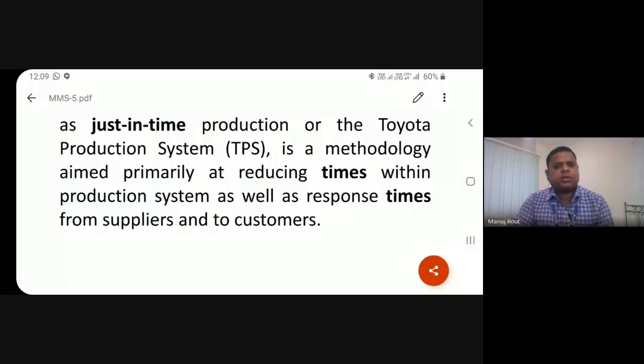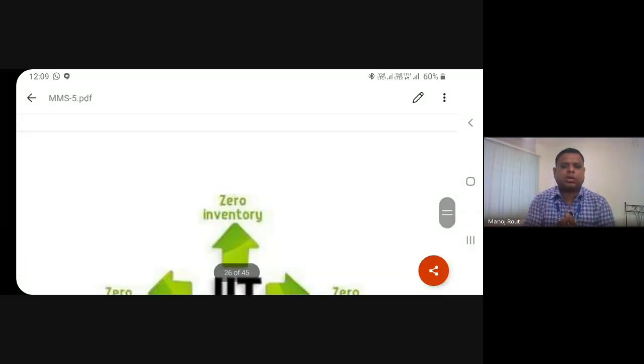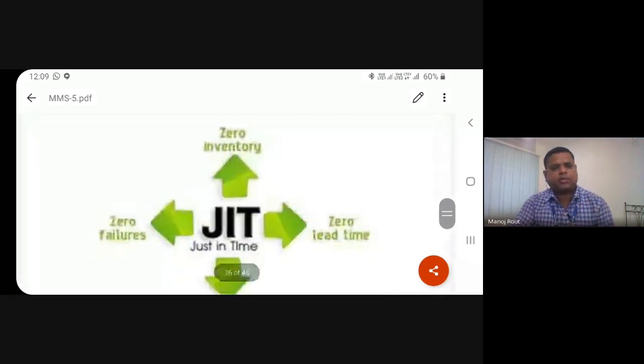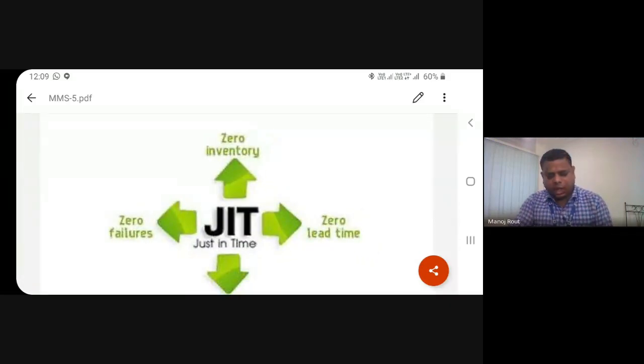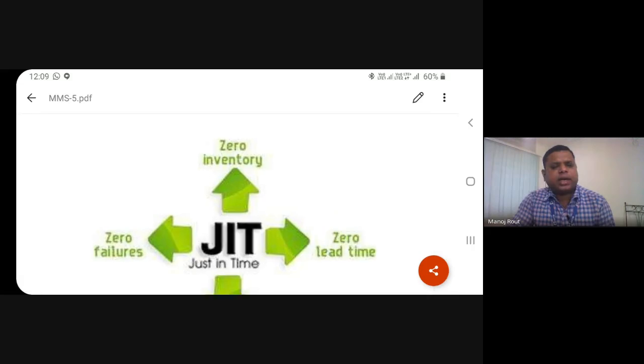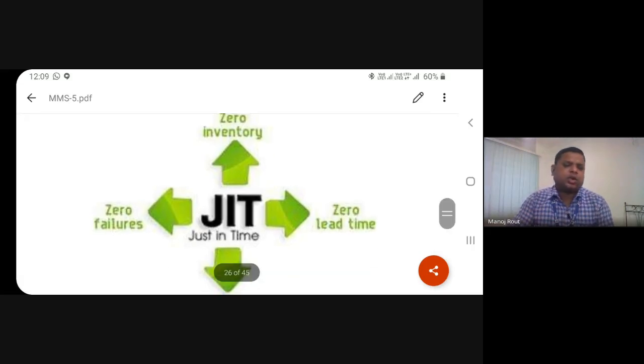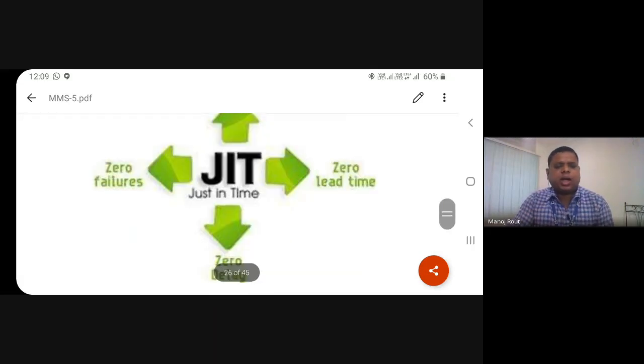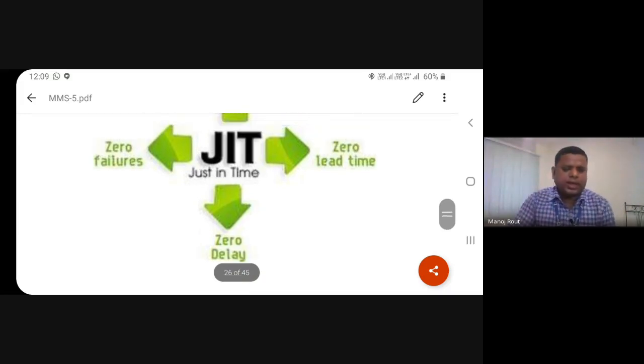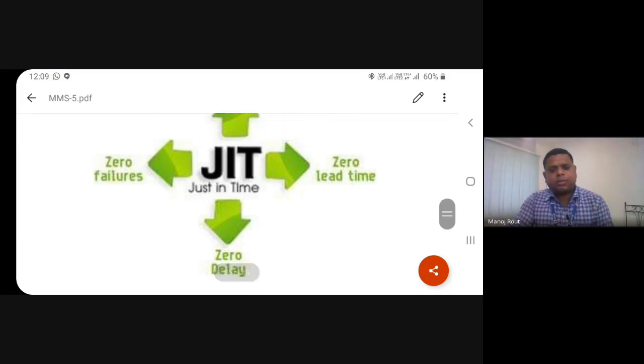Moving to the next slide, in the just-in-time concept, if you see the particular figure, they directly focus on zero inventory, zero lead times, zero failure, and the last one is zero delay. In case of zero inventory, most companies maintain a particular level of inventory, and when the inventory is needed in operation or manufacturing, it should be placed nearer the workflow. The next part is zero lead times.